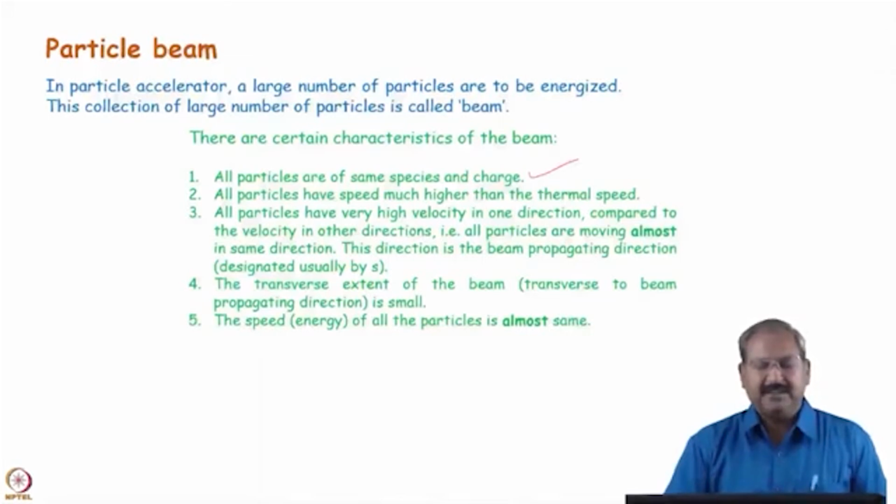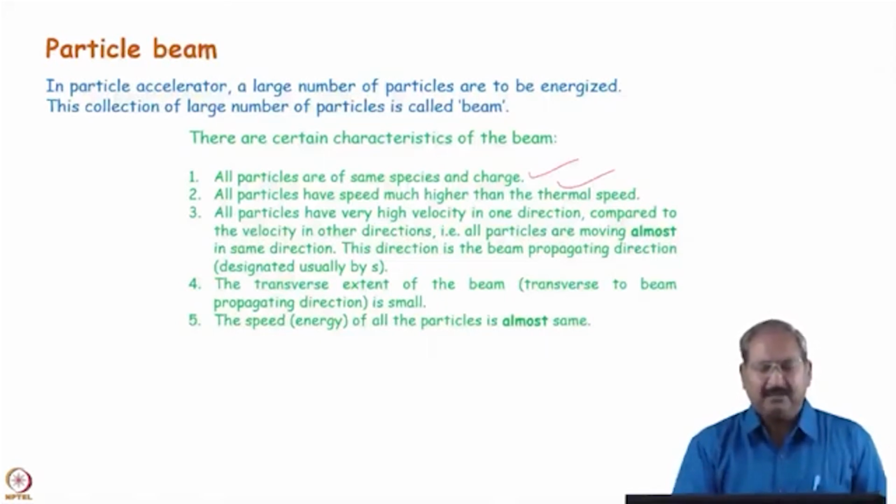Then all particles which we consider here have much higher energy than the thermal energy. Thermal energy means the particle's kinetic energy due to room temperature. And here we are talking about the particle's energy much higher than the room temperature. So a room temperature kinetic energy you can calculate using kT equal to half mv square. And in accelerators you will see that the energies are much higher than this kT.